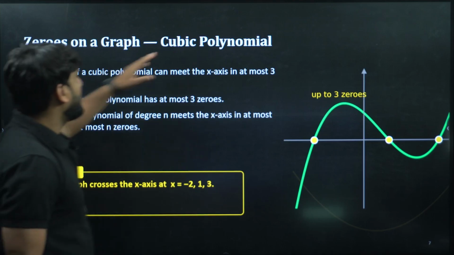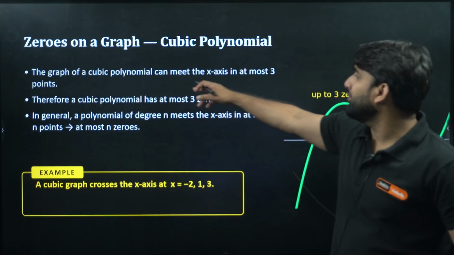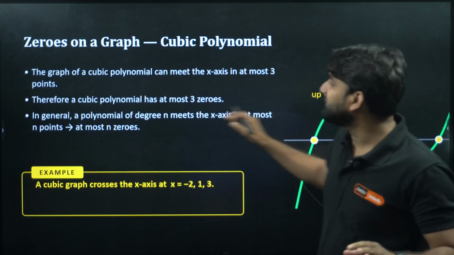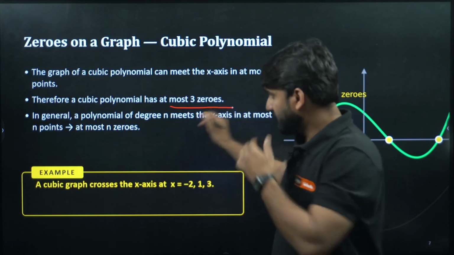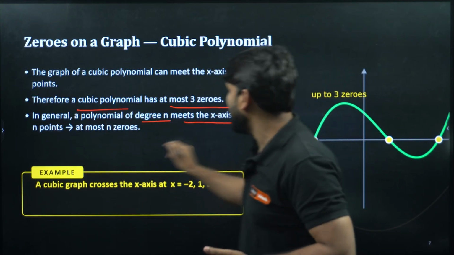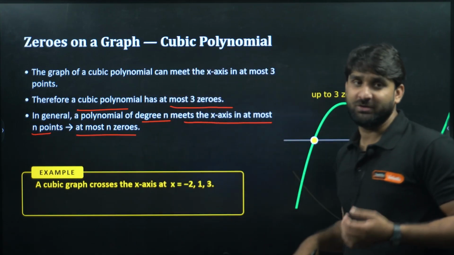If I talk about cubic polynomials, champion, very easy. The graph of a cubic polynomial can meet the x-axis in at most 3 points. Therefore, a cubic polynomial has at most 3 zeros. In general, a polynomial of degree n meets the x-axis at most n points. So degree decides how many intersections there will be on the x-axis.